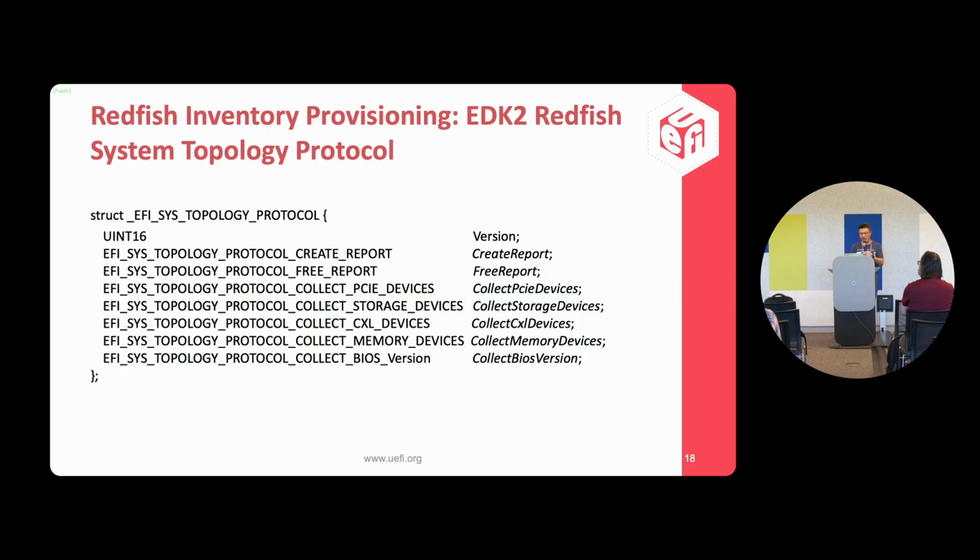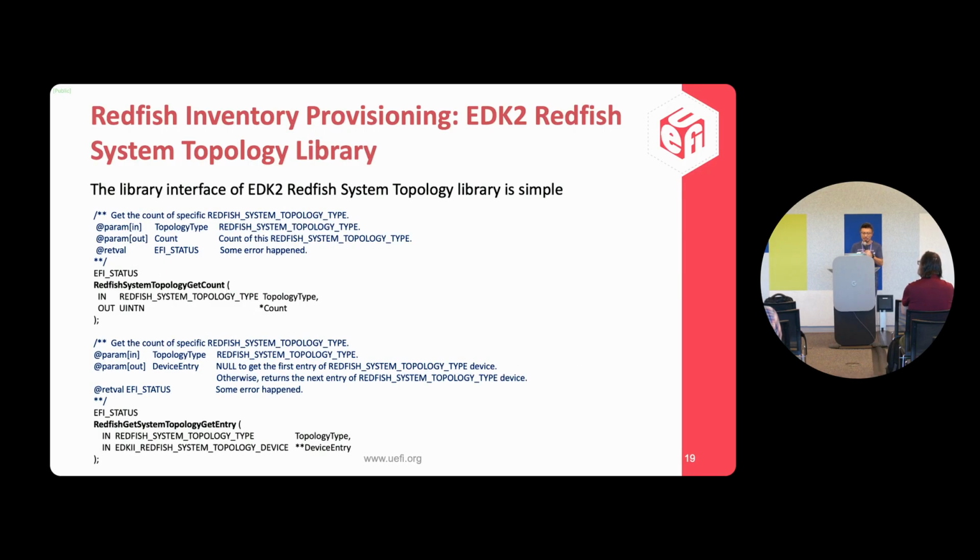So we don't have a complex structure to define the differentiation for the hardware components, and the library API is also simple. You get the count for a certain hardware component, then you get the information from a certain instance, and then build up the structure. Then in the Redfish feature driver, we convert that structure into the Redfish resource.